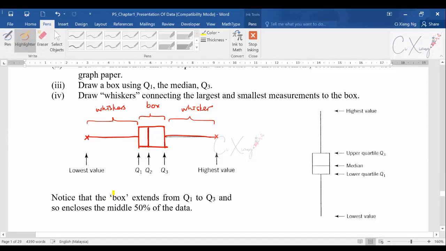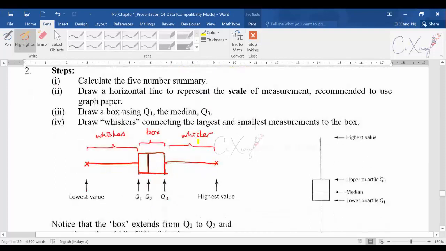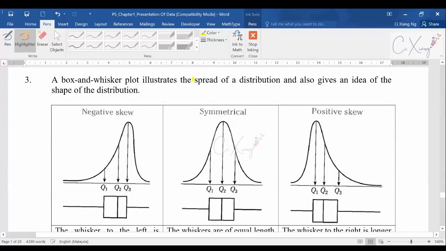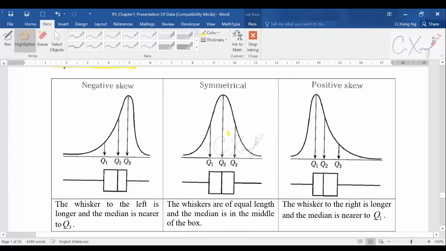What they want you to notice here is that the box extends from Q1 to Q3 and encloses the middle 50% of the data. So this is the middle 50% of the data actually. Generally this is what we have for the box and whisker plot. Again, a box and whisker plot can illustrate the spread of distribution and also give an idea of the shape of distribution. For this diagram, maybe you see it as very familiar with the histogram. In the previous video, we actually skipped the part about the histogram, which talks about the shape of distribution. So maybe after this session, I will try to explain to you how to link the box and whisker plot and also the histogram with the shape of the distribution or the shape of the data. I will come back to this part later.